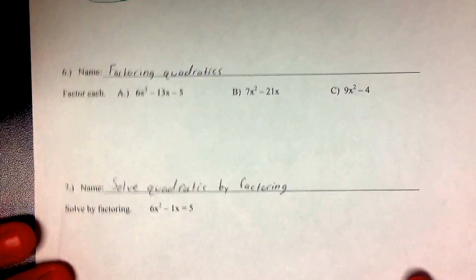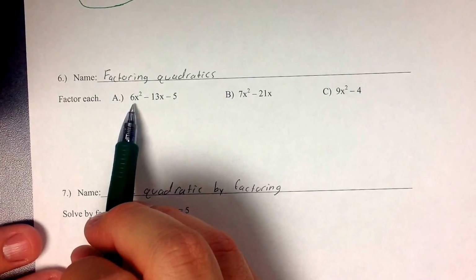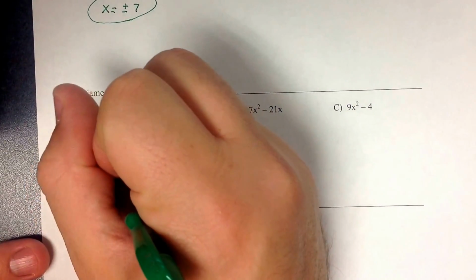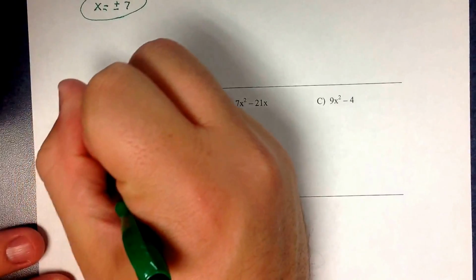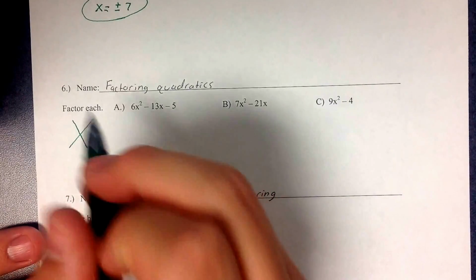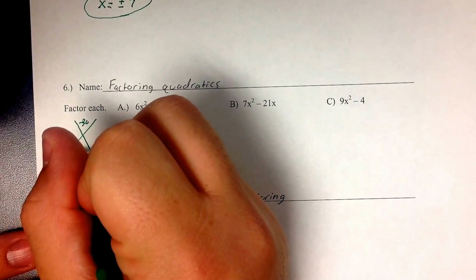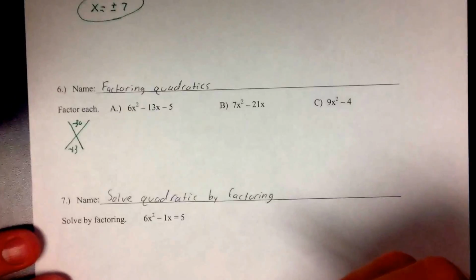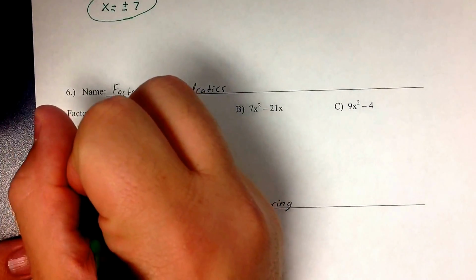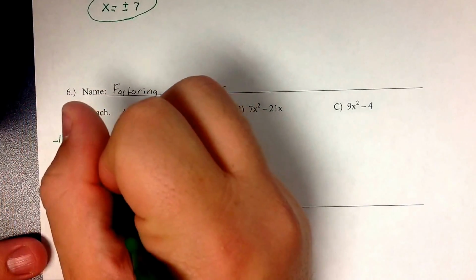6 deals with factoring quadratics. So again, got a trinomial here, 6x squared minus 13x minus 5. So I'm going to use my diamond. Again, a times c on top. 6 times negative 5 is negative 30. And then negative 13 on bottom. So my two numbers that multiply to get negative 30 and add to get negative 13 are negative 15 and 2.